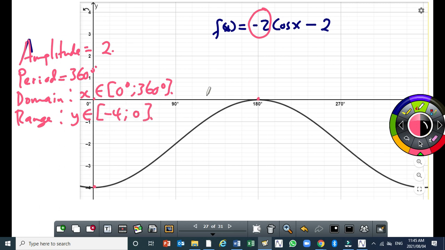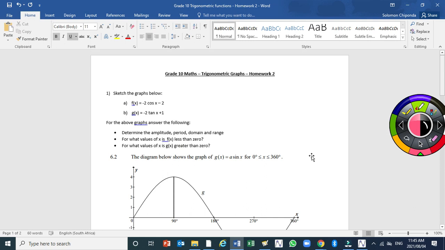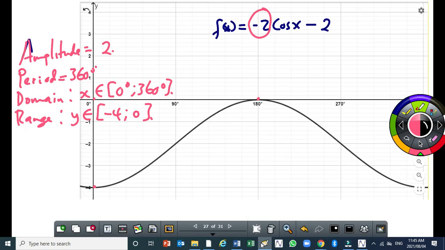Then, I also asked you a question which was saying, for what values of x is f of x less than 0? So you needed to tell us what values of x is such that f of x is less than 0. Right? Now, I'm sure you can see that the whole graph is below 0 except at this point here where y is equal to 0.